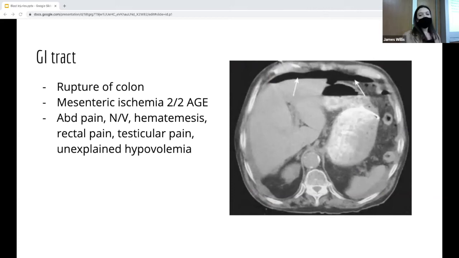Rupture and hemorrhage of solid organs like liver and spleen can also happen, especially if an individual was very close to the center of the blast. And of note, the anatomy of children puts them at higher risk for this type of primary injury. And underwater blasts tend to have a higher presentation of GI issues. You should suspect this in patients that have abdominal pain, nausea, vomiting, hematemesis, rectal or testicular pain, or any unexplained hypovolemia.